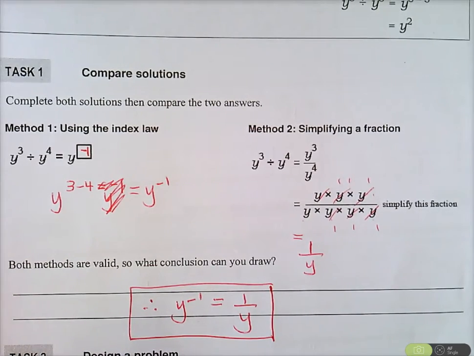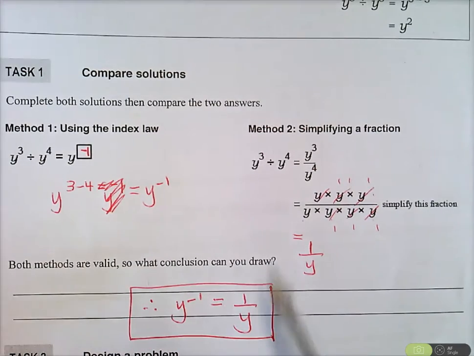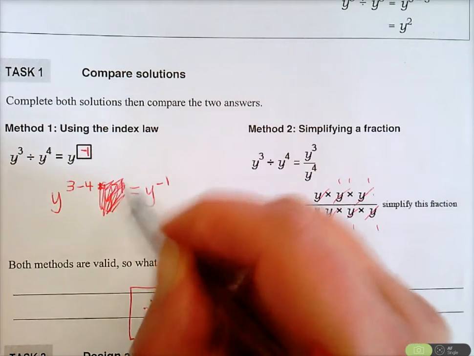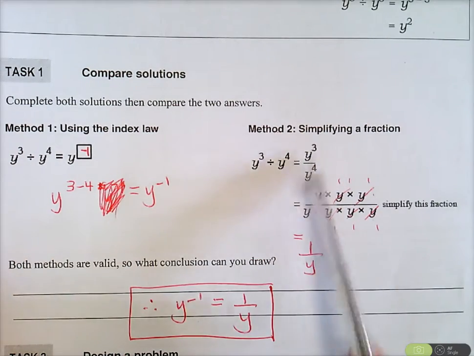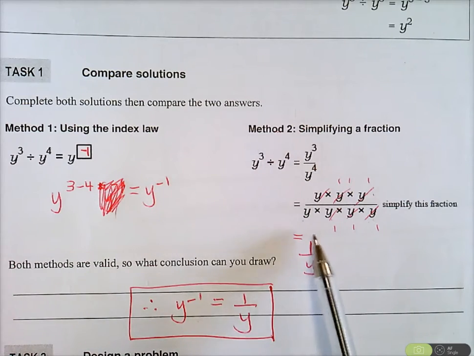See what they've done? Y cubed divided by y to the power of 4 is y to the -1 using index laws. But using the method of simplifying fractions, the answer to the same question was 1 over y. Therefore, we can conclude that y to the power of negative 1 equals 1 over y.